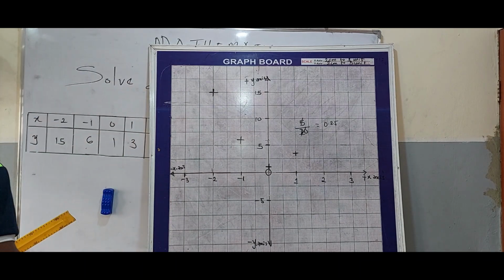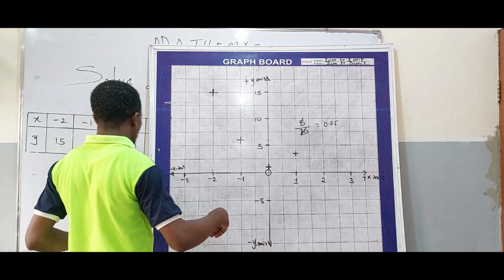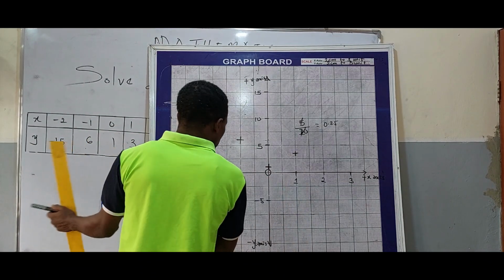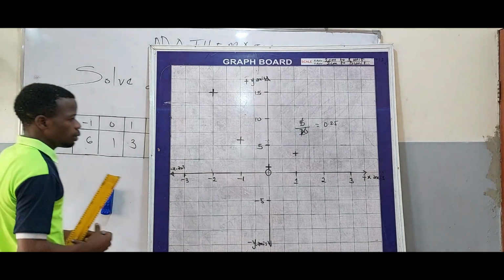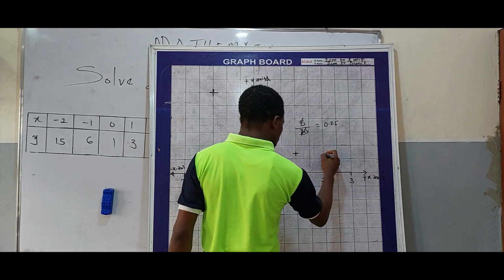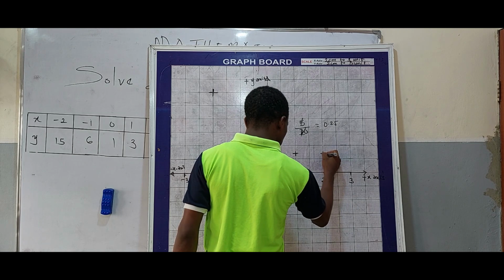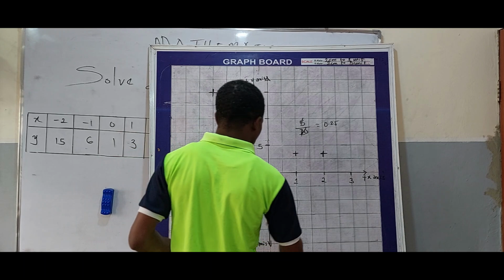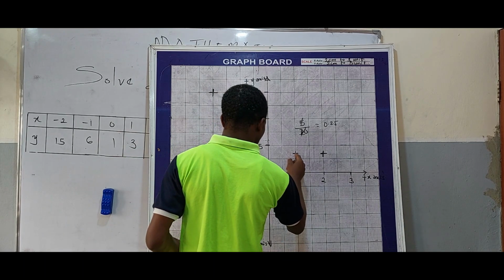2 and 3. 2, 1 and 3. 1 is, x is 1. This one is 3. Okay. Then I need what? 2 and 3. Where is 2? This is 2. This is 3. This is also 3. So I need this place. 2 and 3. This is 2, 1, 2, 3, 4.